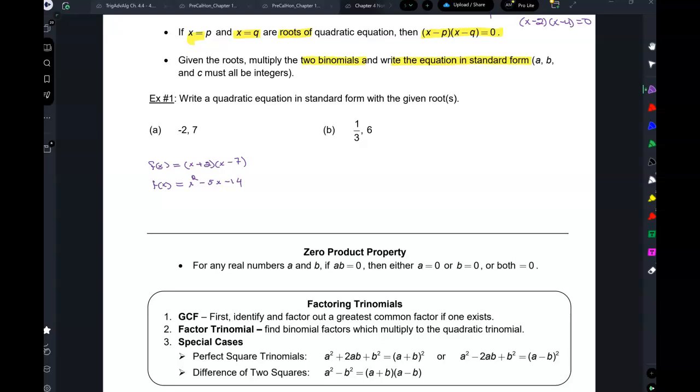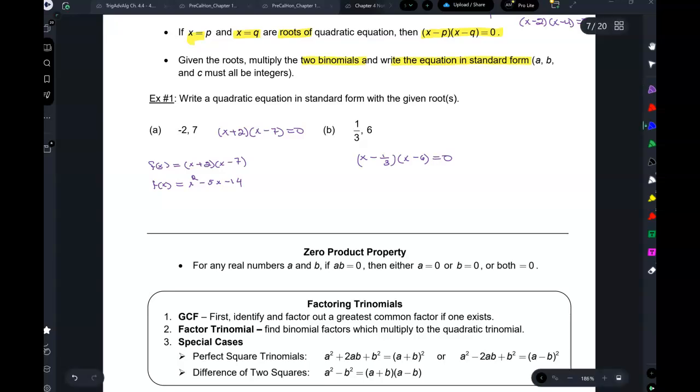All right. Now, actually, the way I'm going to do them, instead of saying f of x equals, if I'm asked for an equation, what I can also do is say x plus 2, x minus 7 is equal to 0. This way is actually better if you have a fraction. So take a look here. Here I have 1/3 and 6, right? So it'll be x minus 1/3, x minus 6 is equal to 0.